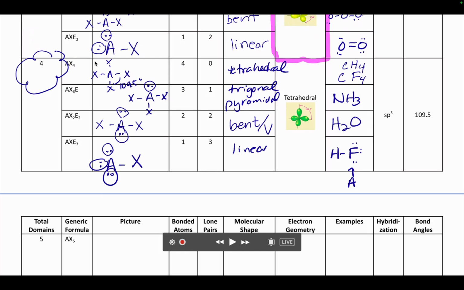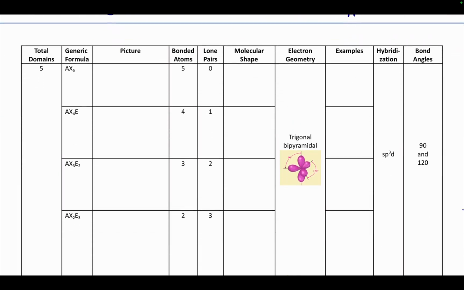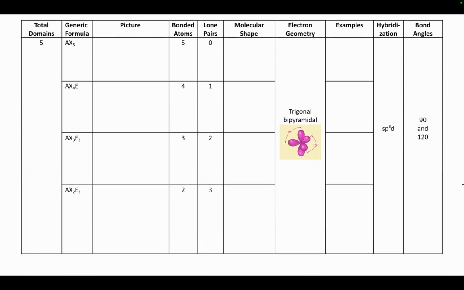Hi, this is an AP chemistry video, and we are going to be discussing the molecular shapes of the electron geometry of trigonal bipyramidal. So here we have 5 total domains.